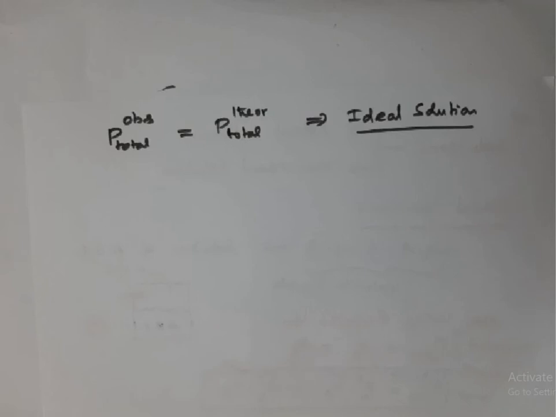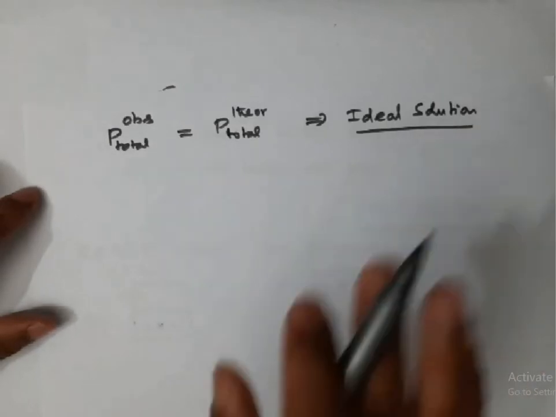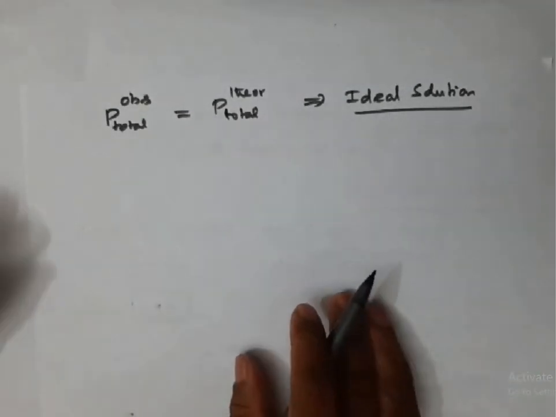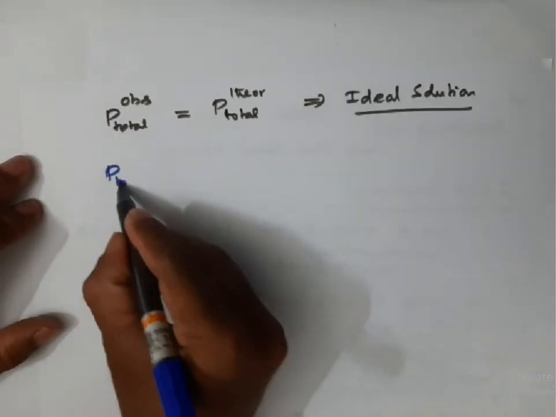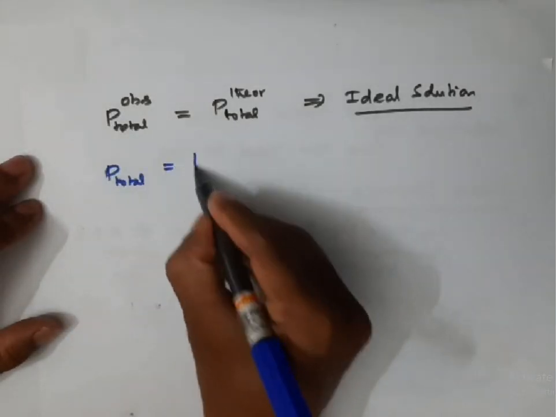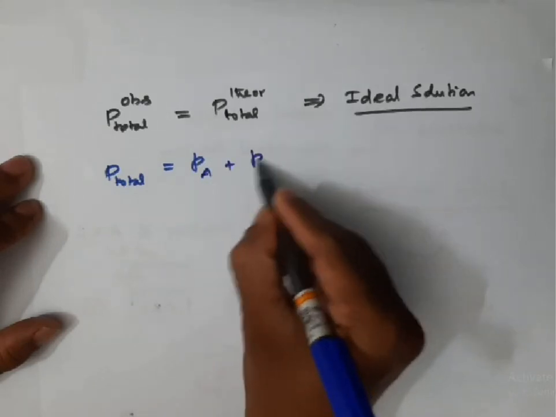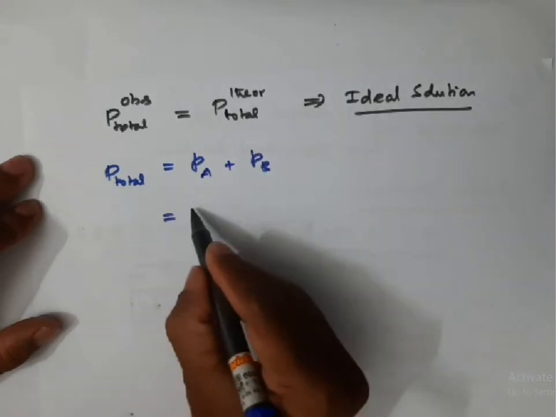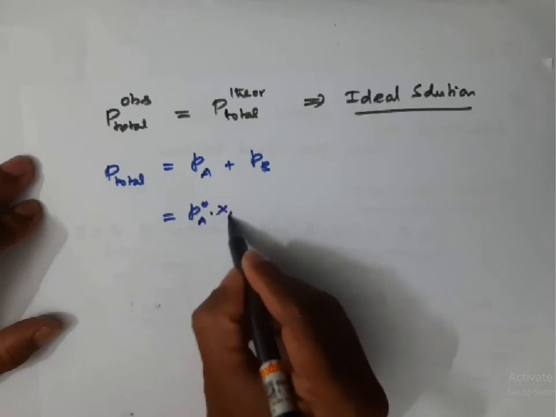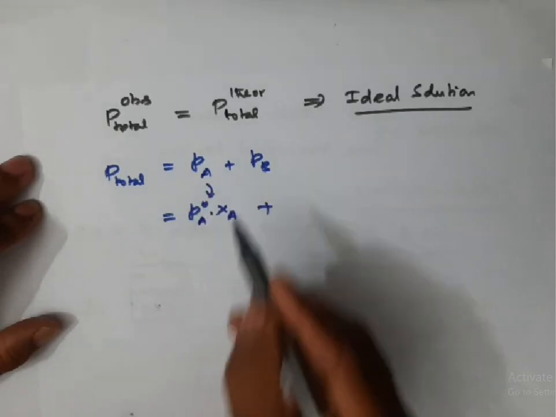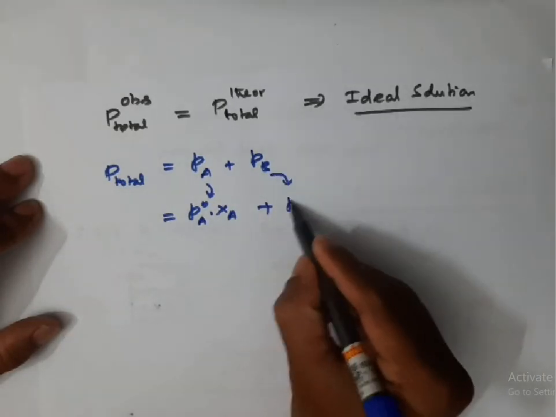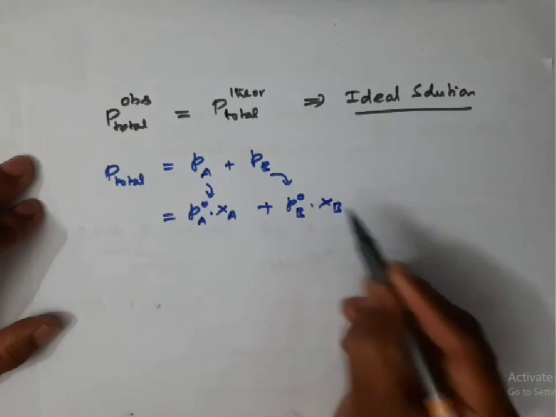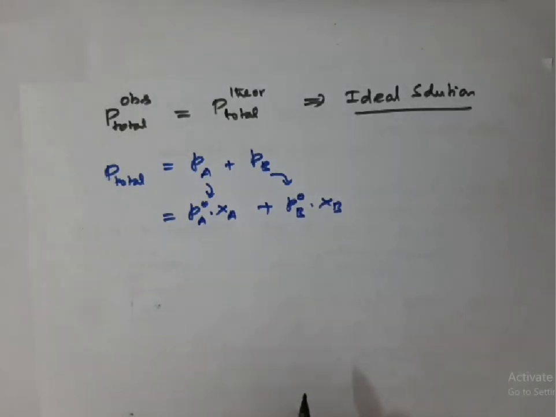Okay, now the solution is called an ideal solution if these two are equal. Then I can say simply that the total pressure is equal to the partial vapor pressure of A plus the partial vapor pressure of B. From Raoult's law, PA equals P naught A into XA, and PB equals P naught B into XB. These two we know from Raoult's law.